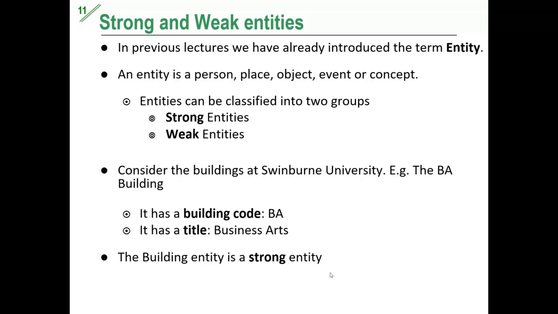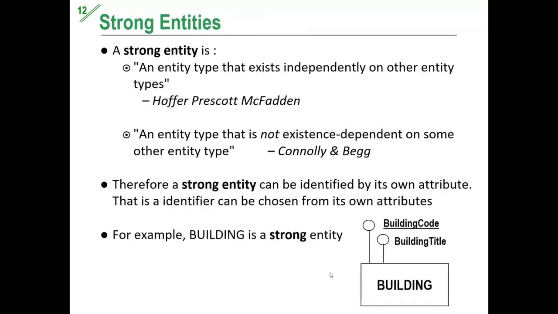Why is it a strong entity? Strong entities are entities that can exist independently of other entities. In other words, strong entities can be defined by themselves. They can stand by themselves without getting any help from other entities in our database. For example, in this case we have its own identifier, building code. Building has its own identifier, so we can identify each instance of the entity called building without any trouble, because it has its identifier, building code.